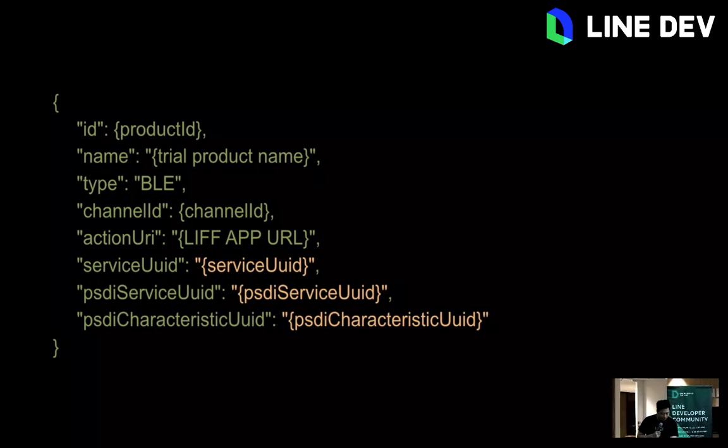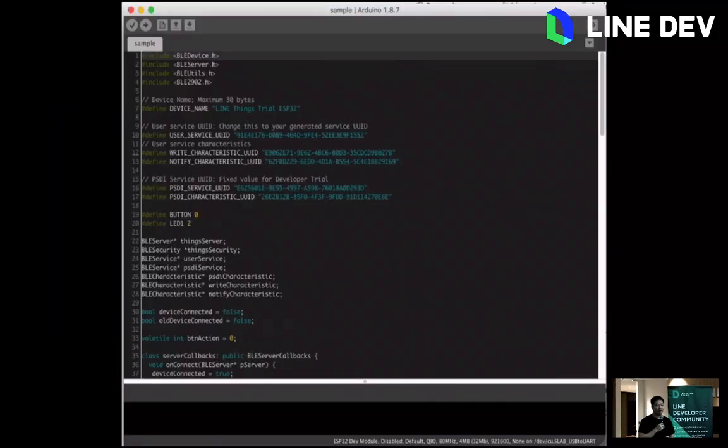So, now that we've got the software part out of the way, let's get our hands on some hardware. Does anyone know Arduino IDE? Has anyone heard of it? Yeah, I think it's quite a good entry level. So using the example code straight from the Line Things Starter, this is for the ESP32 dev kit, you'll need to open up the example code and then change the user service UUID to your generated UUID. Once done, you can upload the code into the development board, and now you're ready to develop for Line Things.